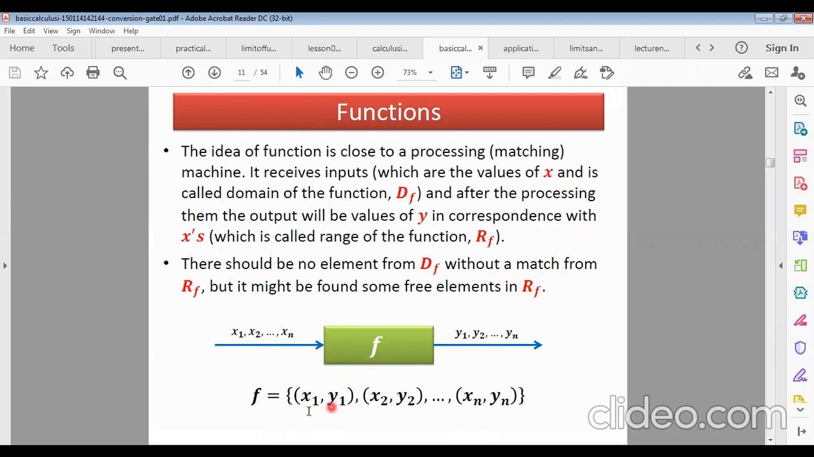Output. x1 is the input, y1 is the output. So this is the set. Another set: x2 comma y2. So these types of functions can be represented like this with a set notation.